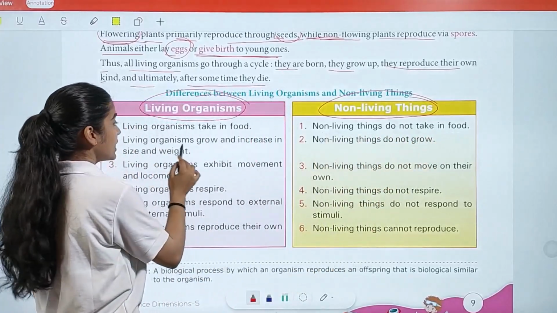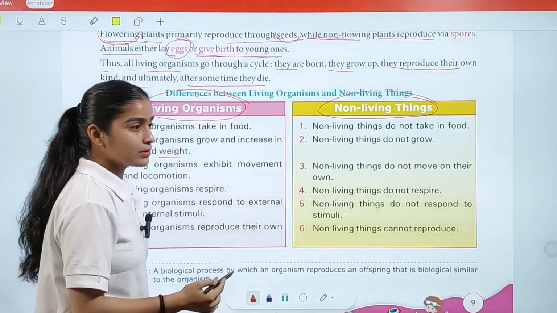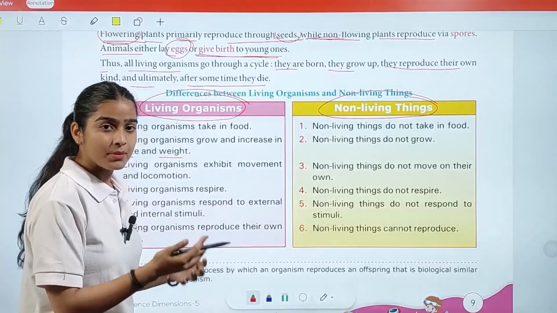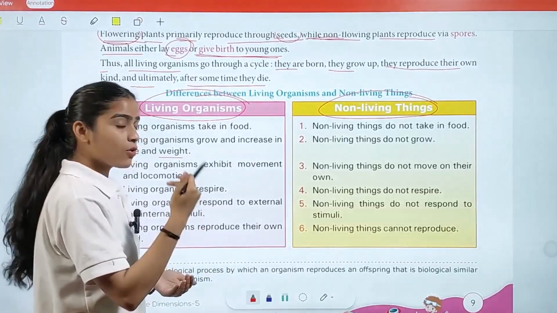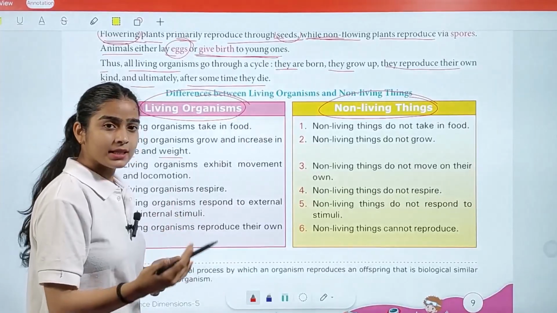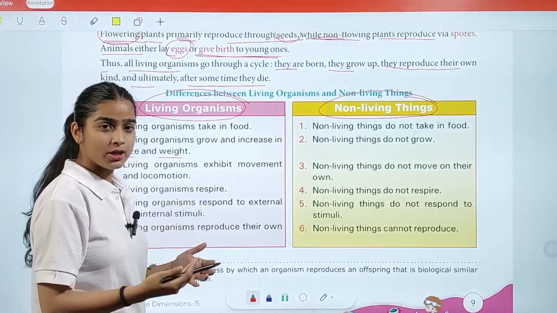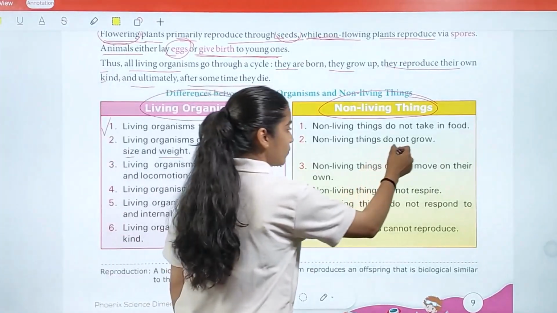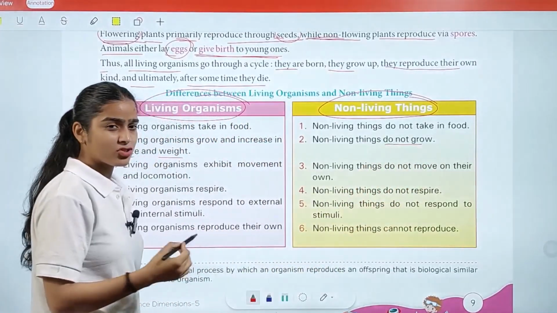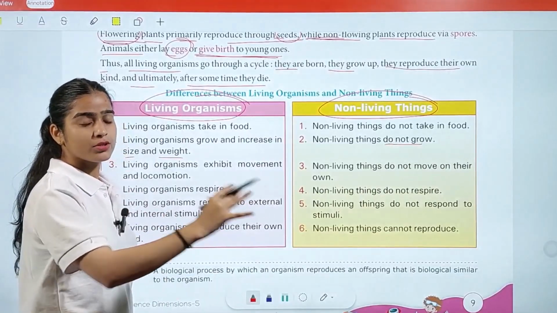Next, living organisms grow and increase in size and weight. It means after some time, for example, after 2 years, when I meet you, I see your weight and your height have increased. But when I see your rabbit or I see your toys, they do not grow further. When we see a change in size and weight, it means they go through the process of growth. Otherwise, they do not.